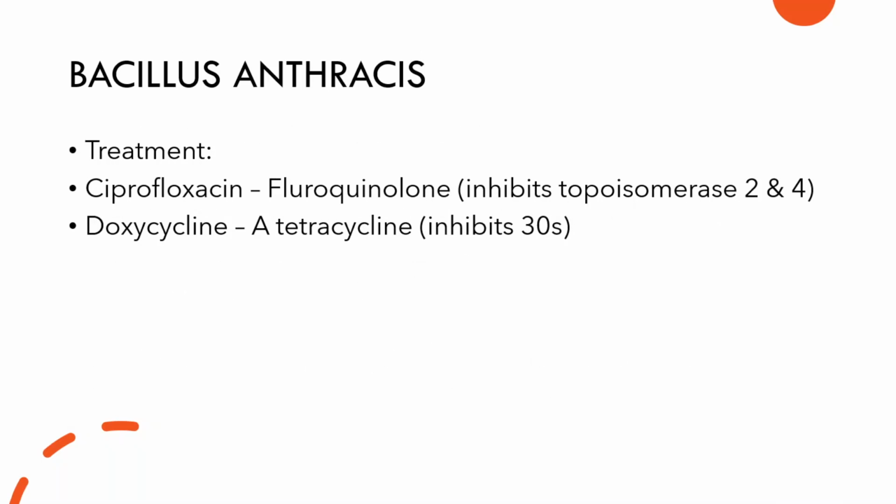Now, what's the treatment for anthrax? So treatment is ciprofloxacin, which is a fluoroquinolone. It inhibits topoisomerase 2 and 4, also known as DNA gyrase. Or we can give doxycycline, which is a form of tetracycline that will inhibit your 30S ribosomal subunit. So two treatments for anthrax, ciprofloxacin and doxycycline.